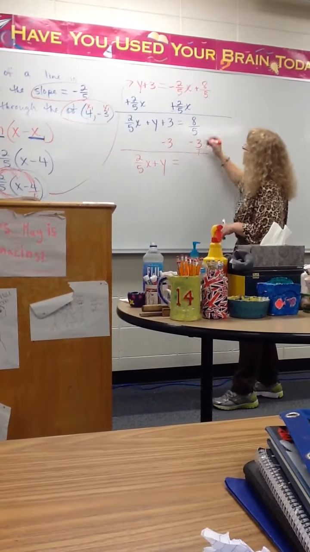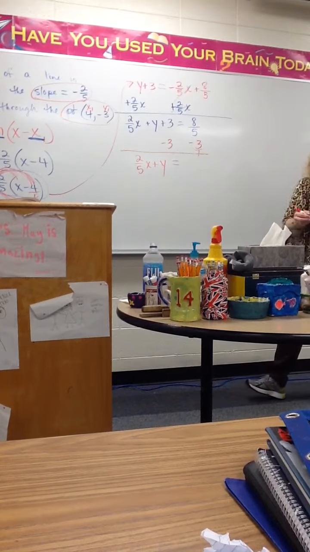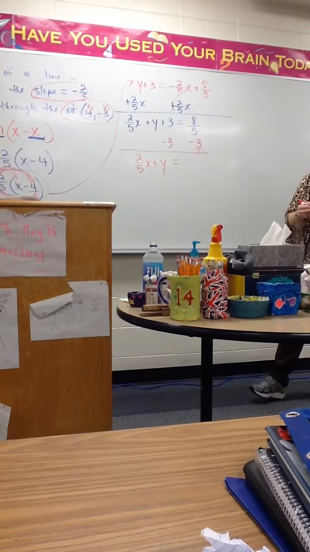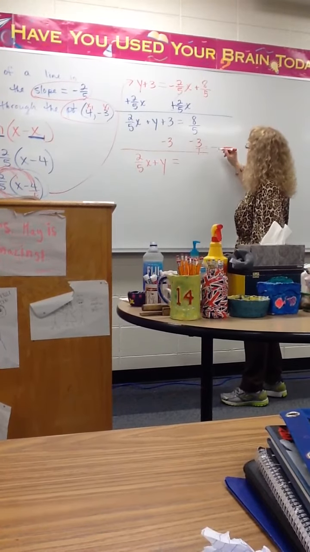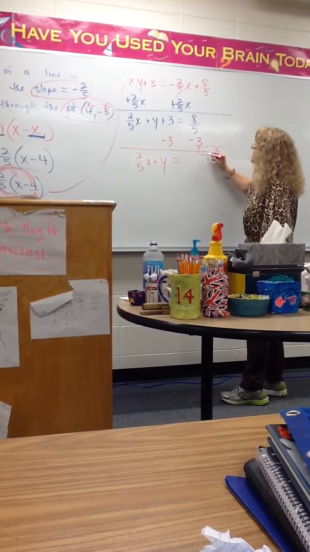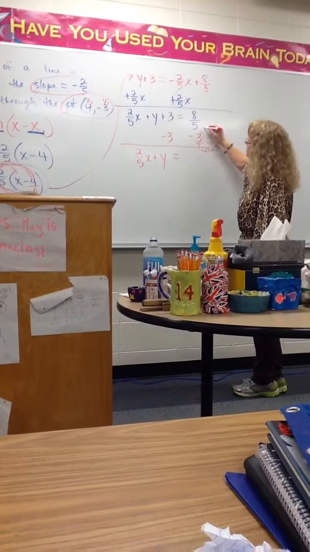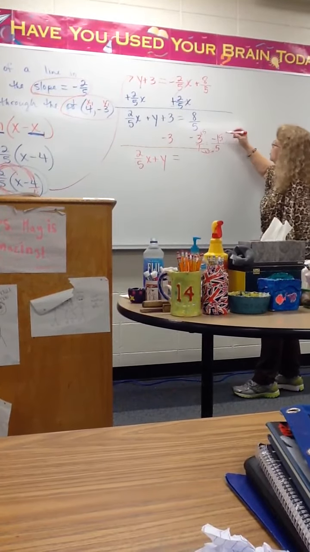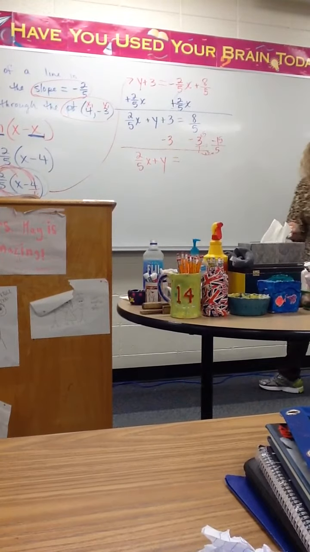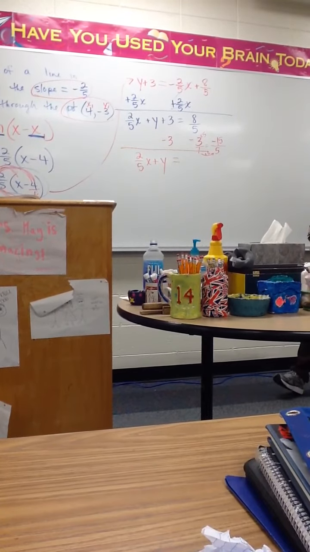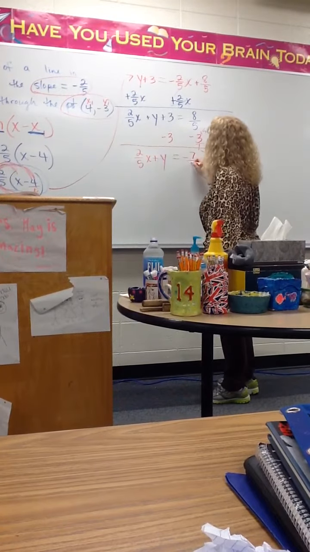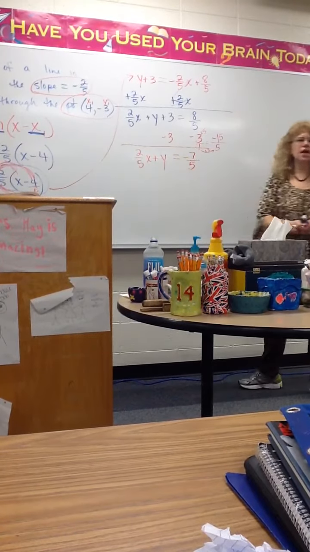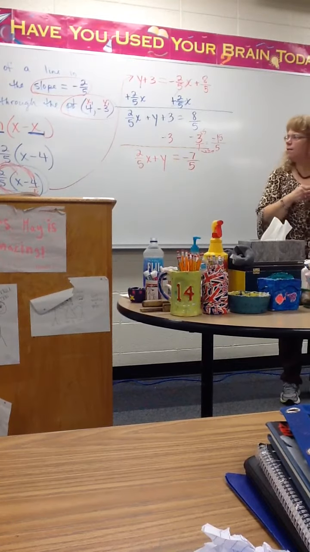Over here, what do I have to have in order to add those? Say it. Common denominator. What's the common denominator going to be? 5. So this is times by 5. So -15. What's -15/5 and 8/5? -15 and +8. We're almost there. Now what do we have to do, Mohammed?